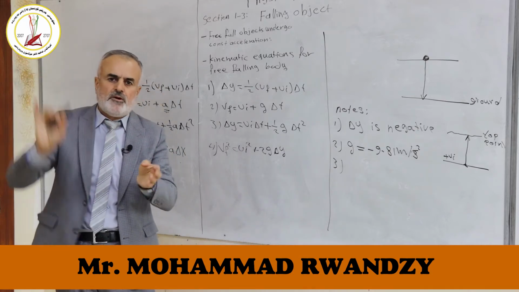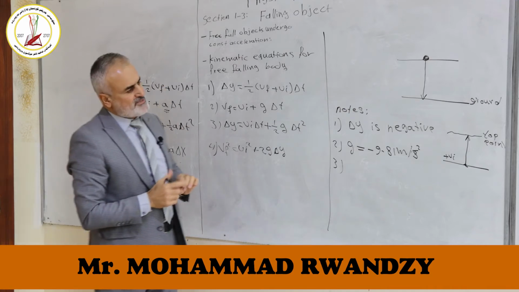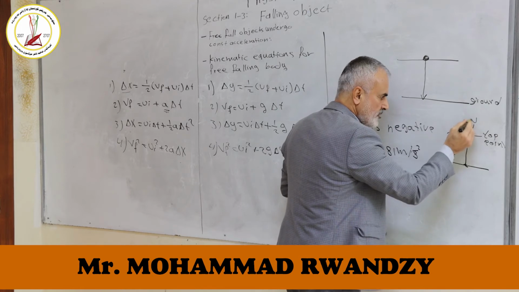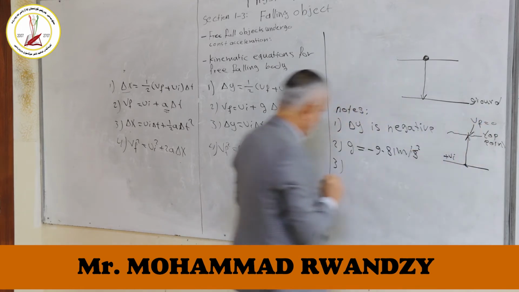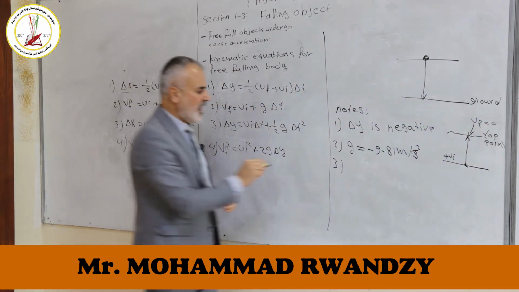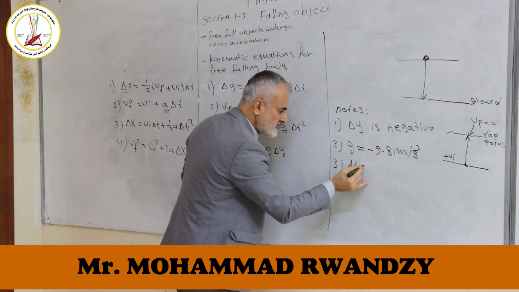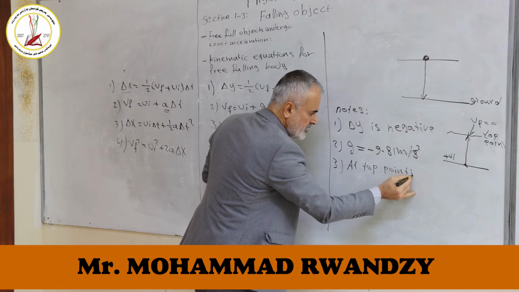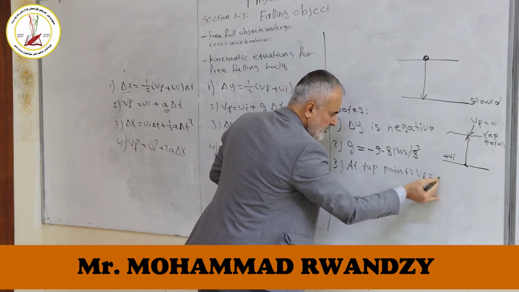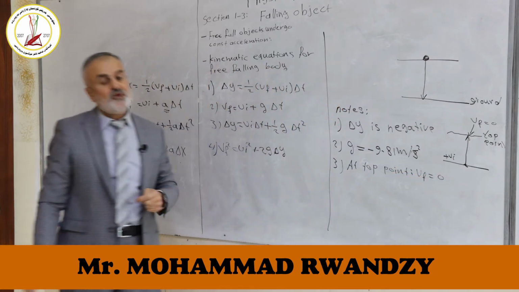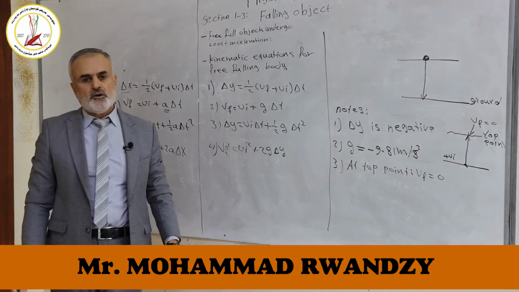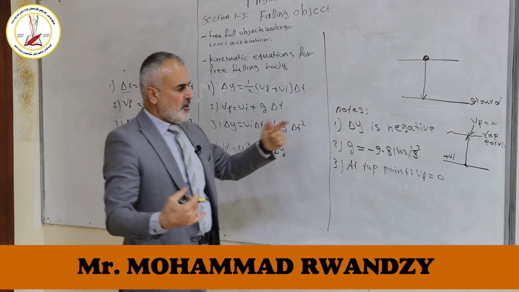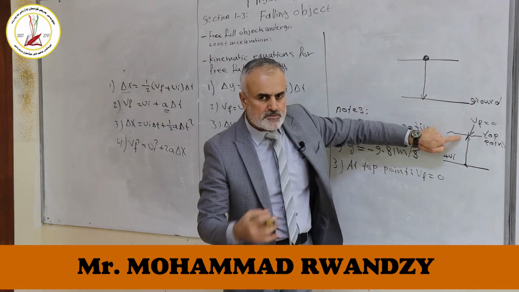So at the top point, velocity becomes 0. Be careful here, student. At this point, V final equals 0. So the third point you have, at the top point, V final or the velocity equals 0. Okay, student. Now, when the object is ejected upward, as we said, the object stops at the top point.